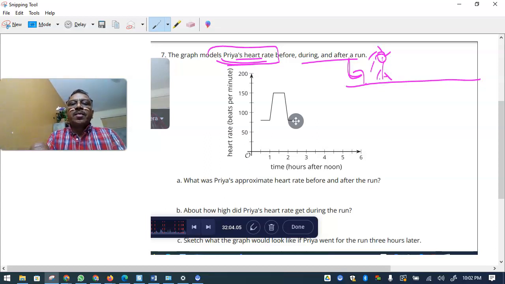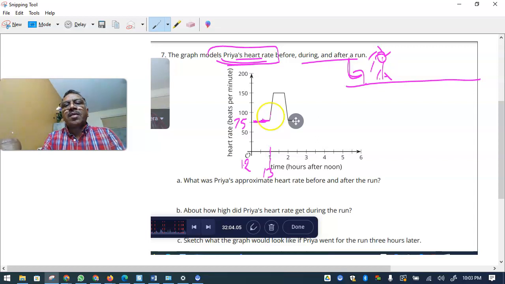So what does this mean? Basically this shows her heart rate is about maybe 75 before she starts, a little above. Then exactly at 1 hour from noon, this is 12, this is 30, that means 1 o'clock. That's where she starts running, right?